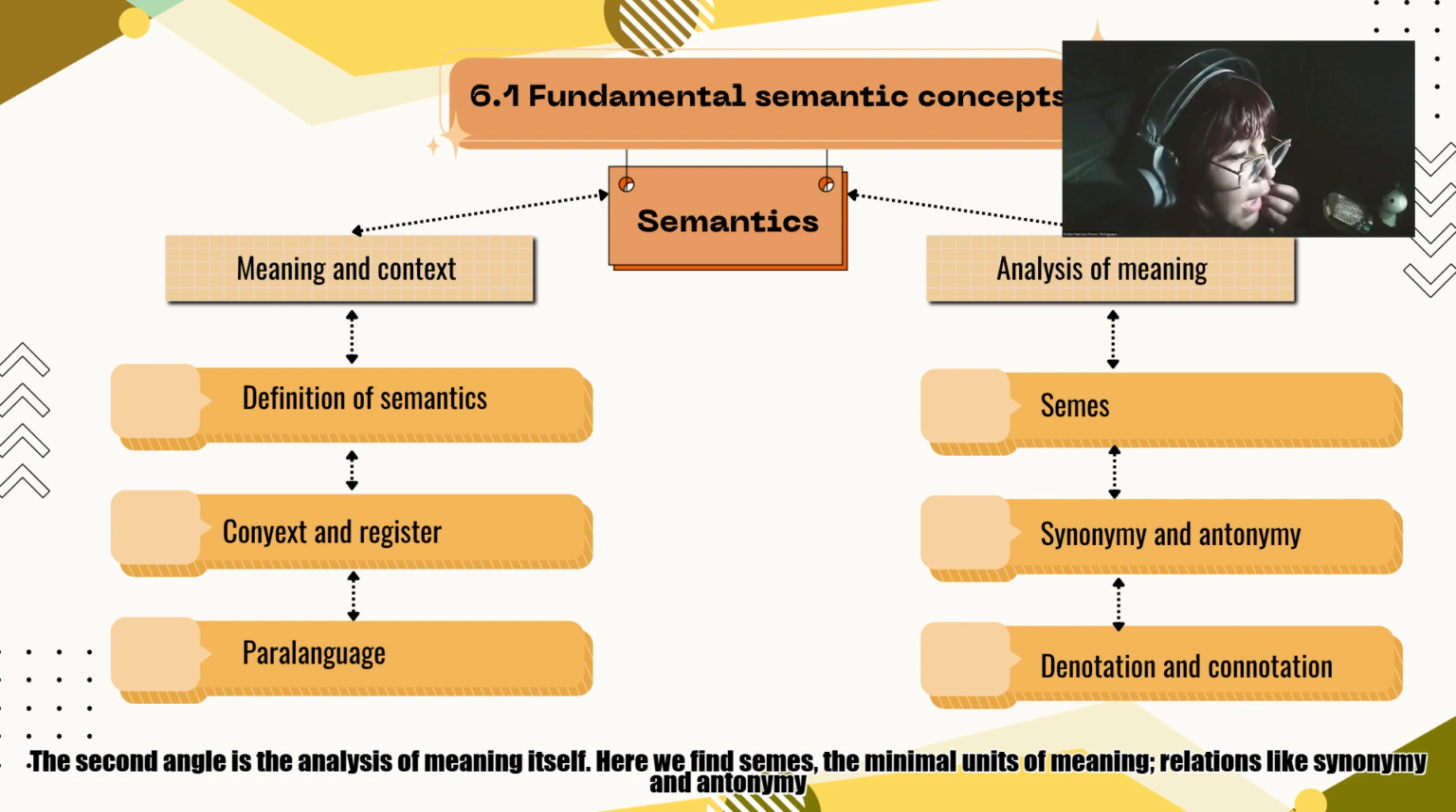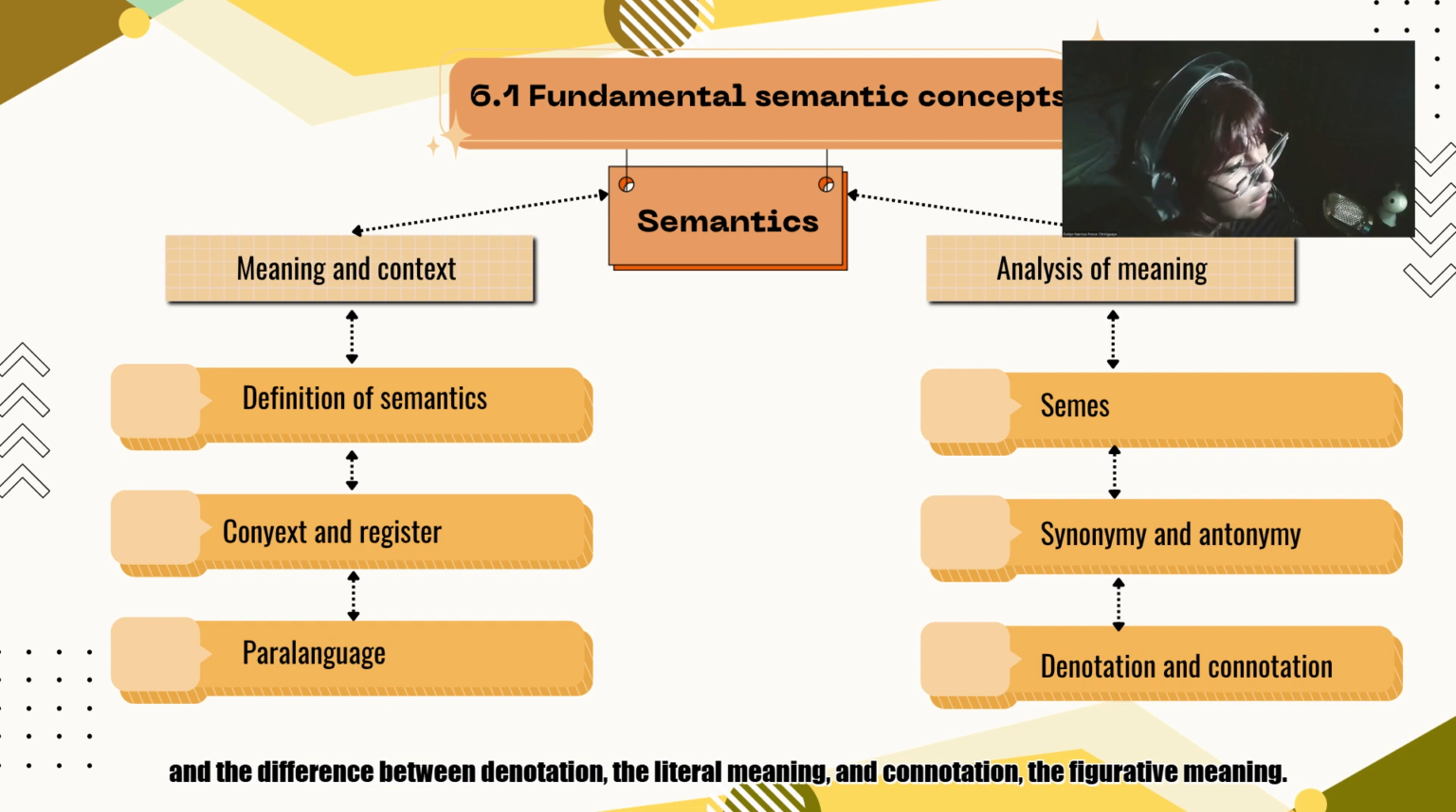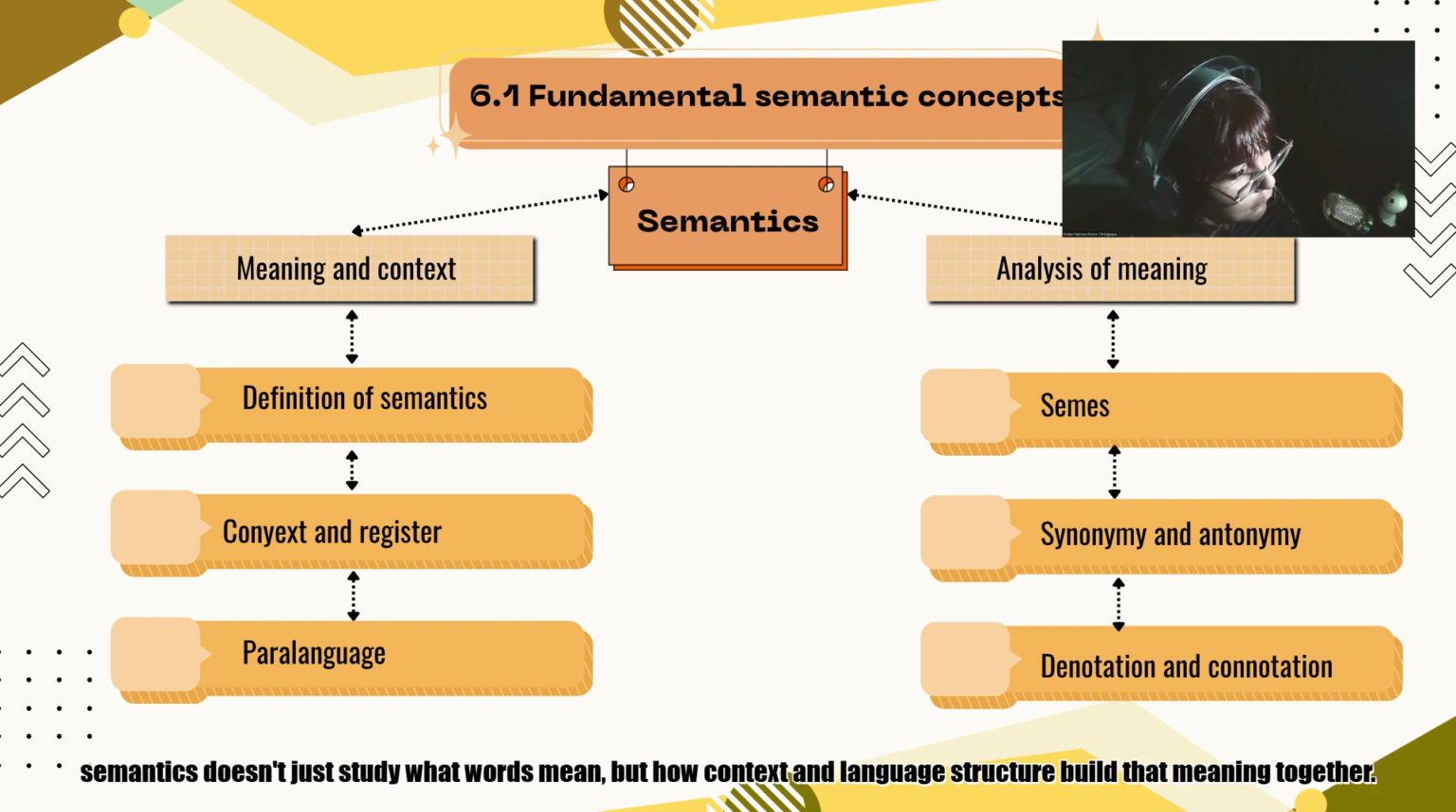Here we define themes, the minimal units of meaning, relations like synonymy and antonymy, and the difference between the denotation, or literal meaning, and the connotation, the figurative meaning. Semantics doesn't just study what words mean, but how the context of the language is structured to build that meaning together.